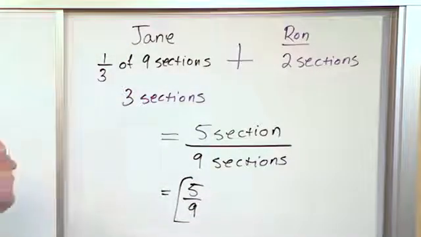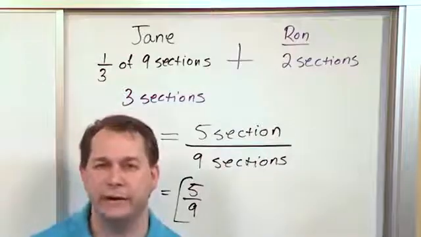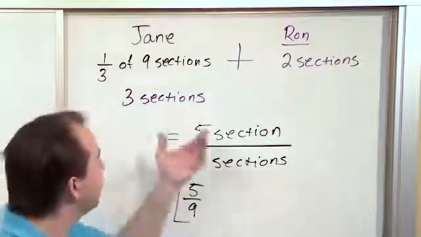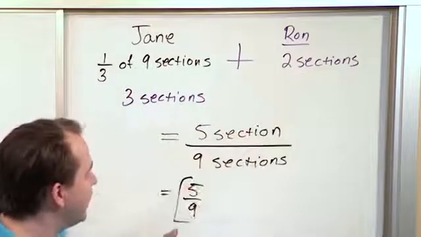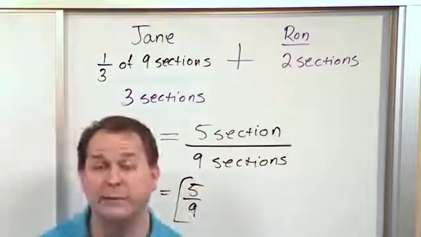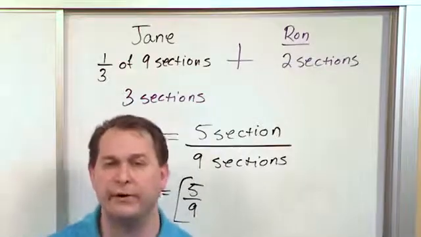Now, there are different ways to do this problem. You could certainly attack it different ways. I chose to do it this way. We just look at what Jane ate in terms of sections. We look at what Ron ate in terms of sections. We add them together, and we say over 9, because that's the fraction of the orange that we have actually eaten altogether.